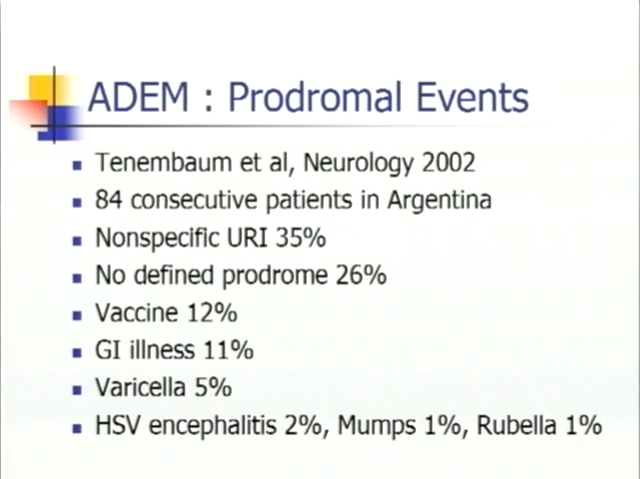Many of these numbers come from this new study that was published in the Journal of Neurology in 2002 from Argentina. It was 84 consecutive patients. 35% of the kids have some sort of non-specific upper respiratory infection, and 26% of them had no prodrome whatsoever. Only about 12% of them ended up having some sort of vaccination history.